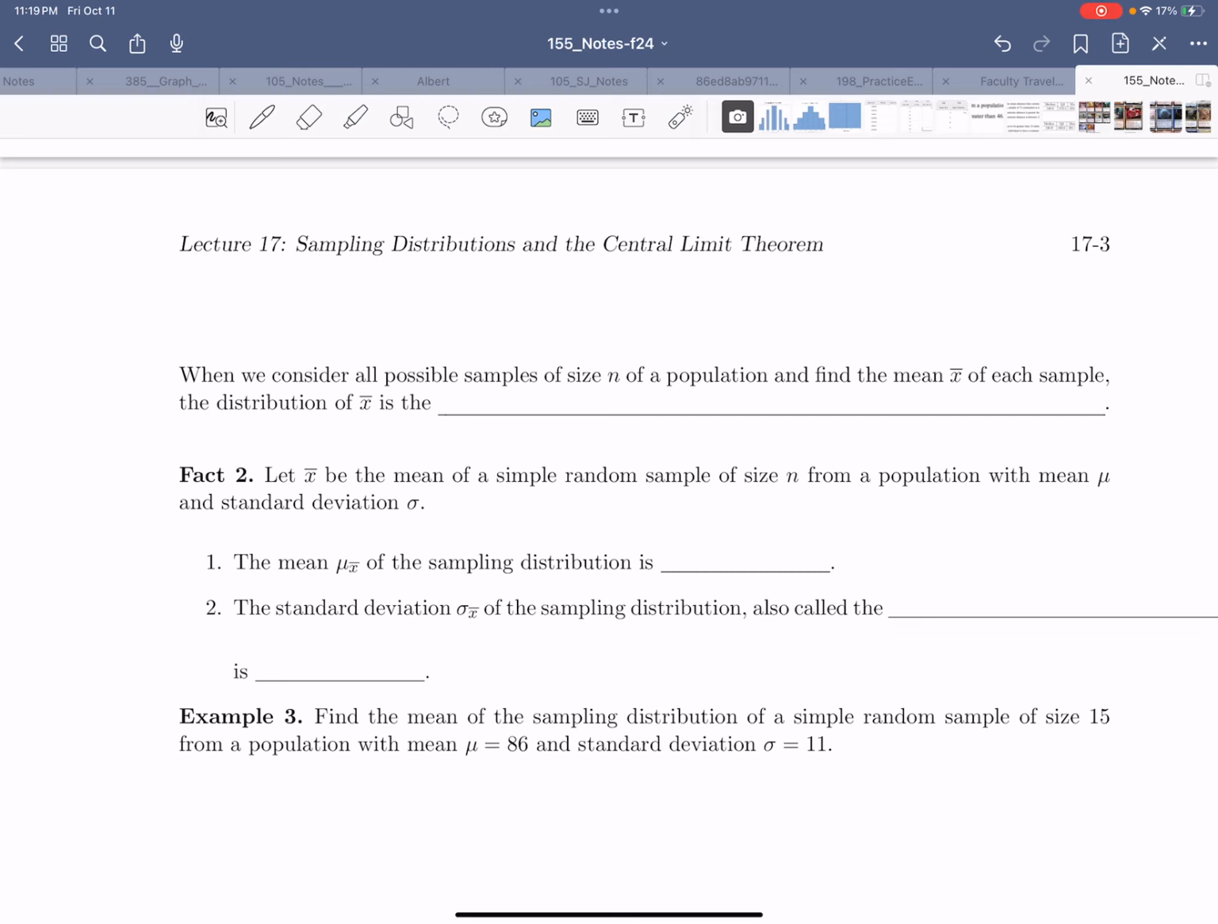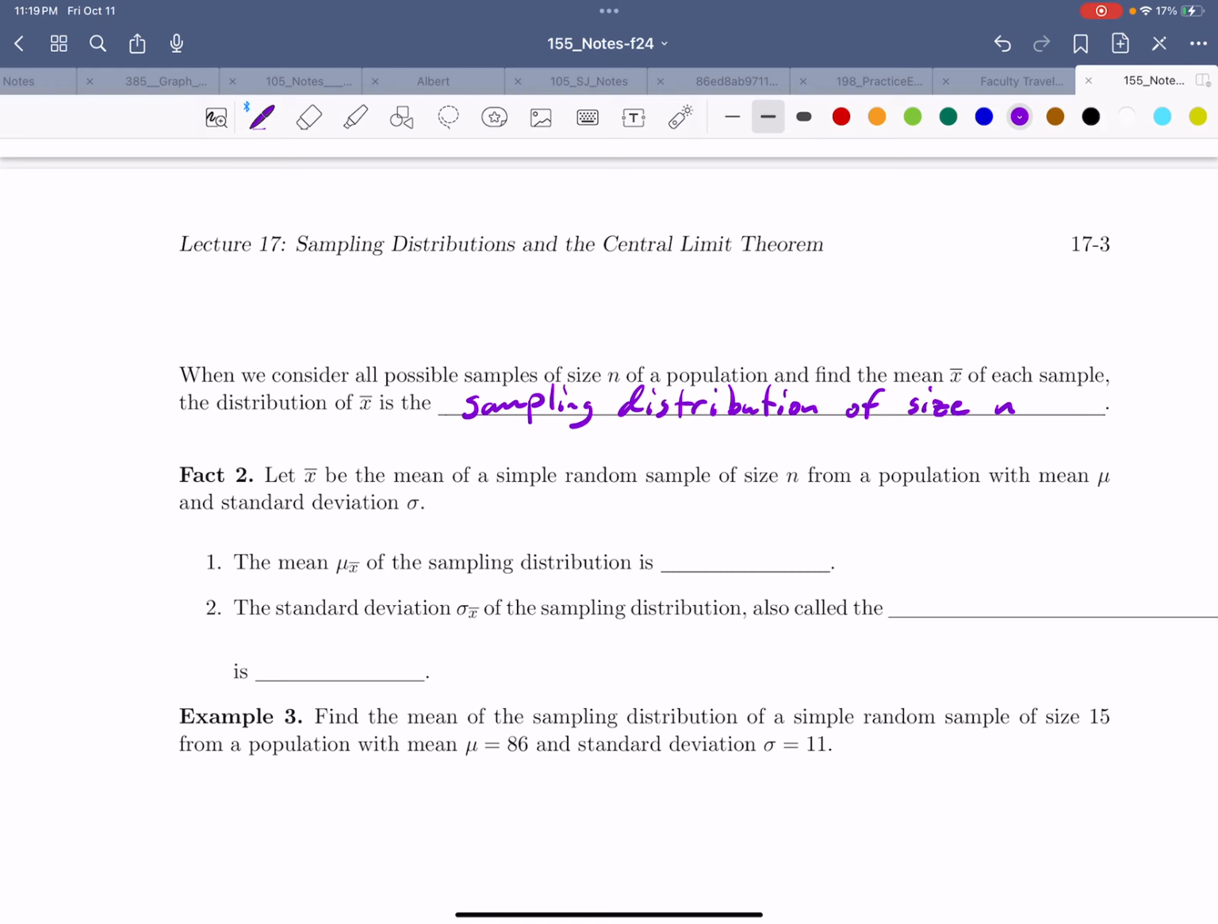So we consider all possible samples of size n from a population. The distribution of this is the sampling distribution of x bar, or I guess you would really just say of size n. Okay. So here's a fact.